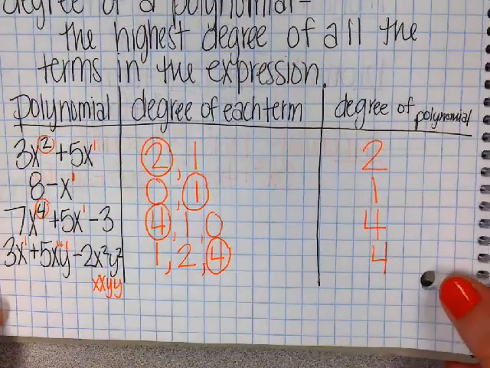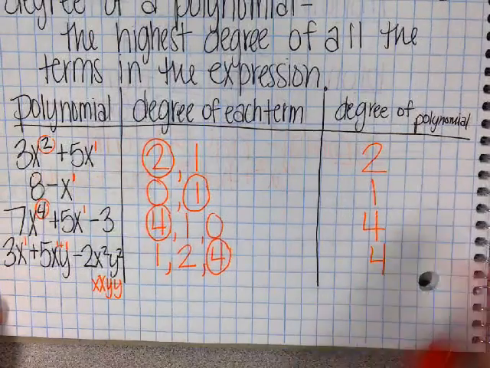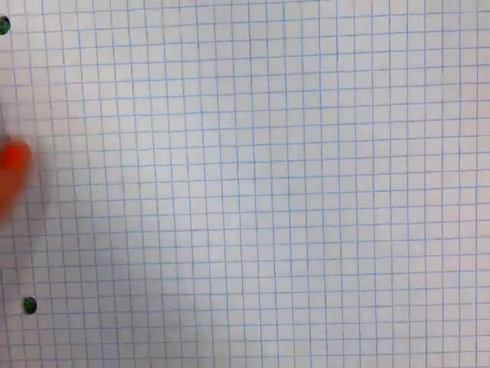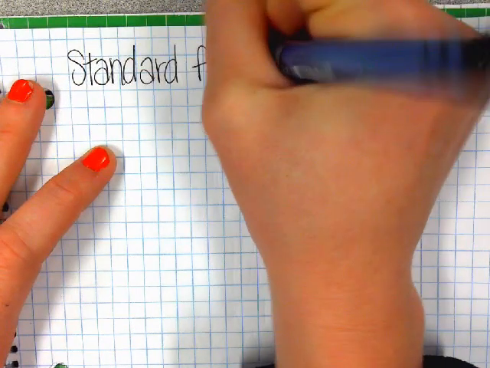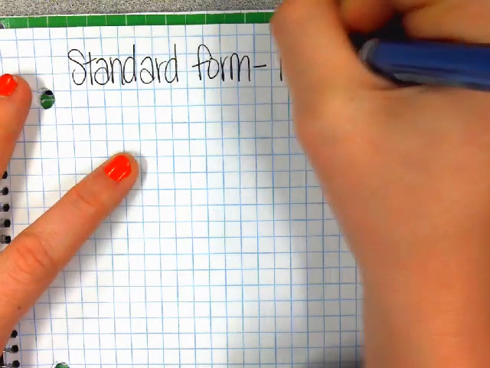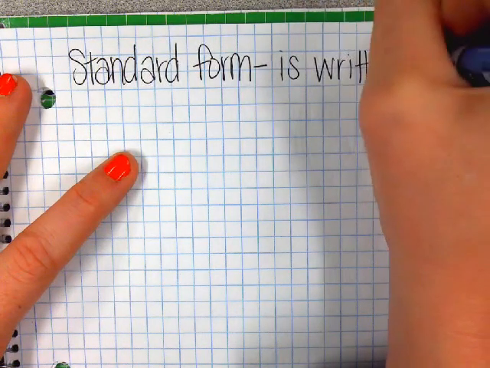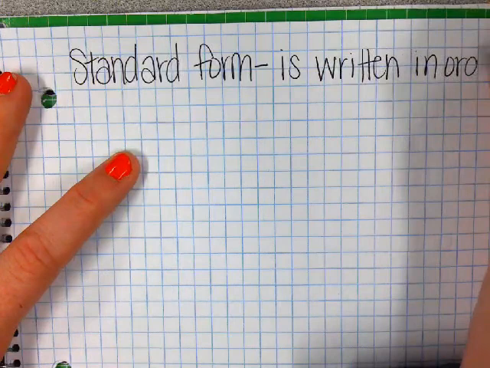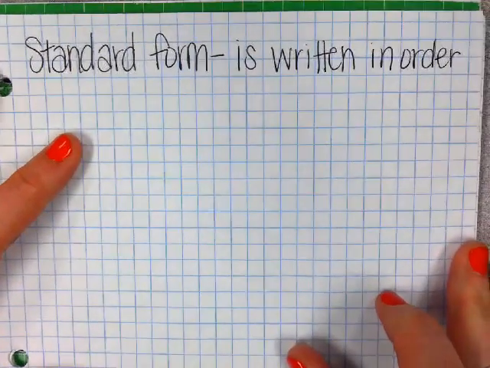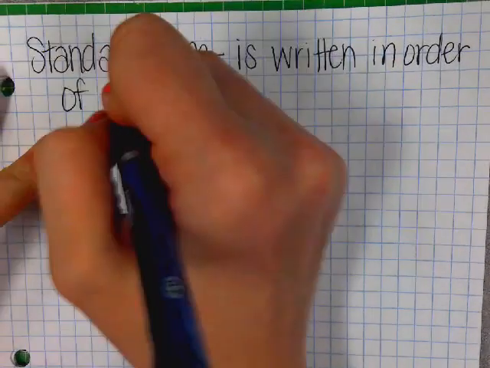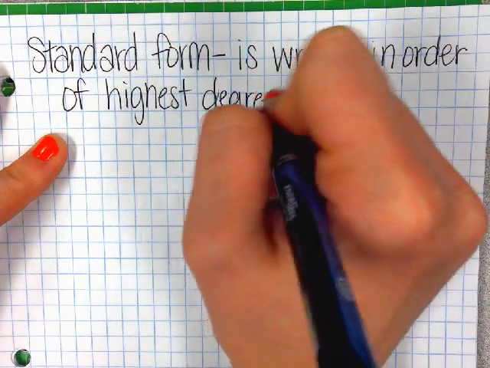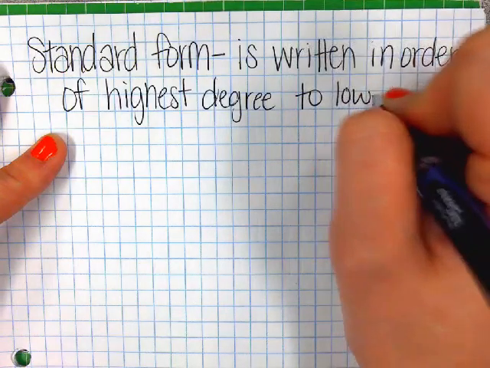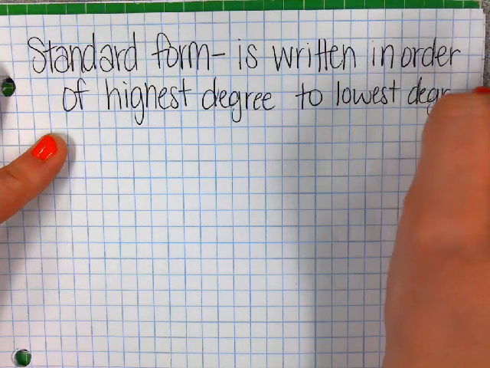Last thing, and this should be pretty easy if you understand all of the parts about the degrees, is standard form. And this is the last definition. I just ran out of room. So standard form is written in order of highest degree to lowest degree.